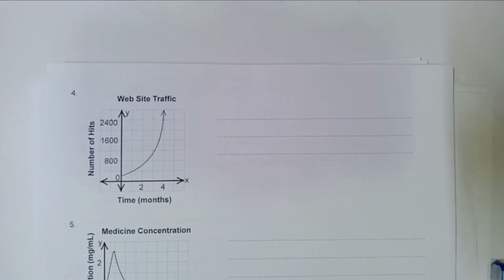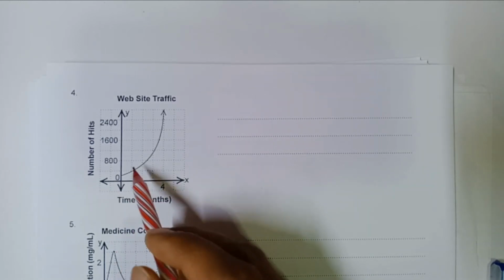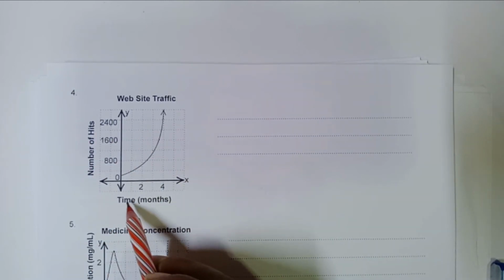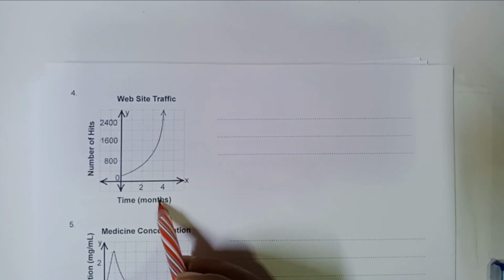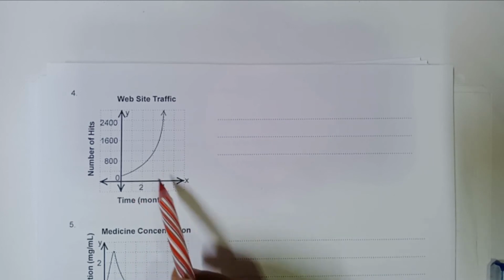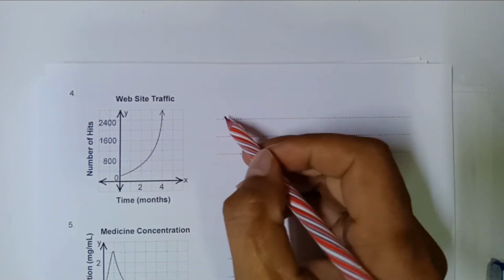Let's move on to our last three numbers. Okay, this is about website traffic. This is the trending going up here. Number of hits, time in months. So this is a curve. This is non-linear.